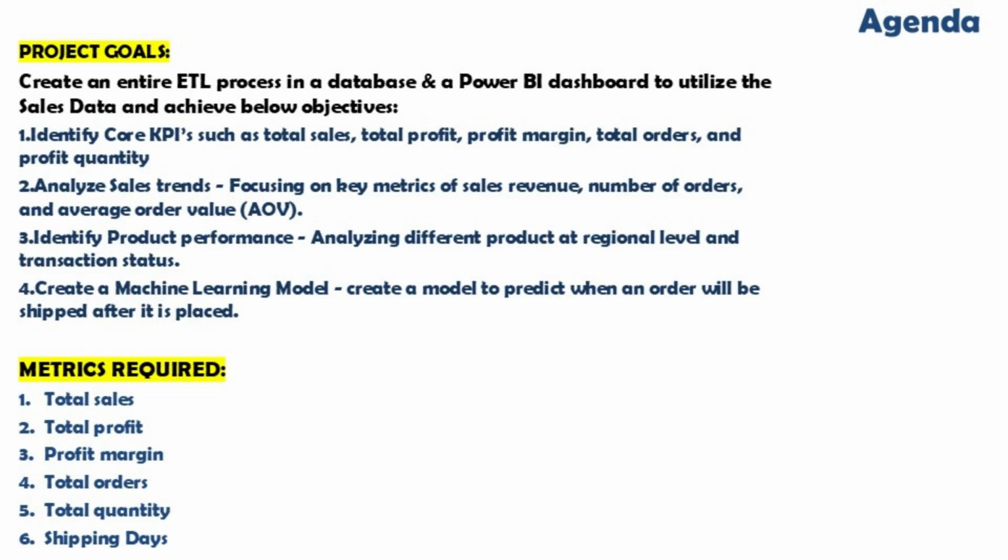Identify product performance by analyzing different products at regional level and transactional status. And then create a machine learning model to predict when an order will be shipped after it is placed. And then the metrics that we are going to need are total sales, total profit, profit margin, total orders, total quantity, and then the shipping days.